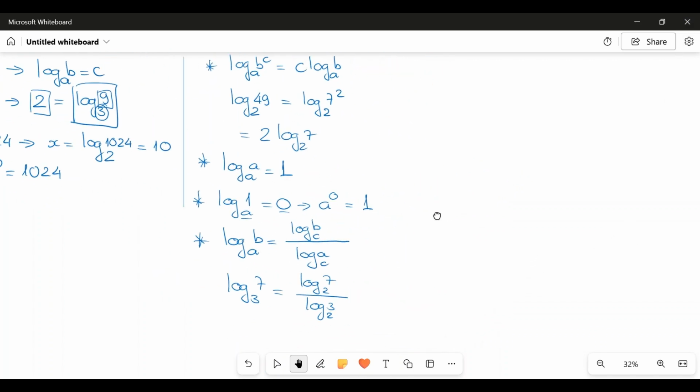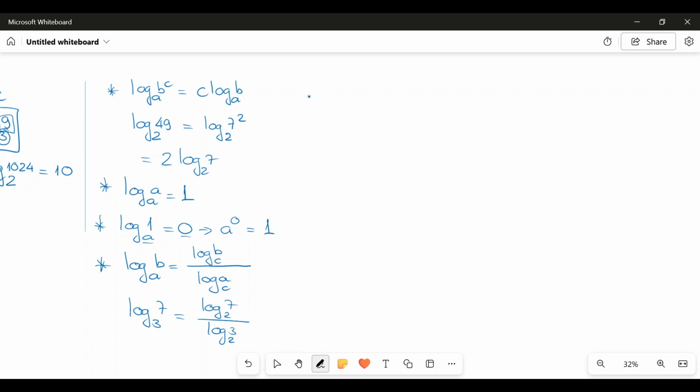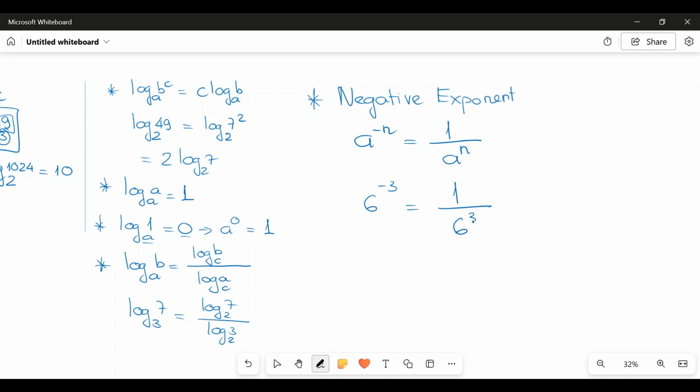Number 5 is not log. Number 5, I just want to review the exponential rule for you. So when we have the negative exponent, remember, a negative exponent does not change the number into positive or negative, but it's going to move the number. For example, I have a to the power of negative n, and I can rewrite this as 1 over a to the power of n. For example, 6 to the power of negative 3 turns into 1 over 6 to the power of positive 3.